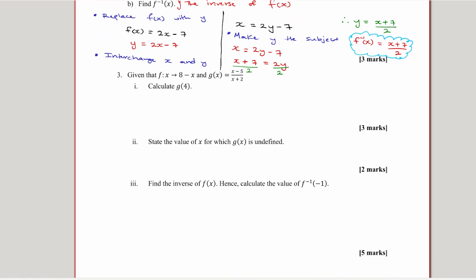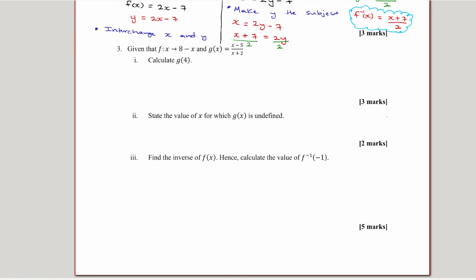So now question 3. This one is for 10 marks, and it's pretty straightforward as well. We're given two functions, f such that x is mapped onto 8 minus x. Remember, all this is saying is f of x is equal to 8 minus x. So nothing fancy, that's all it's saying.